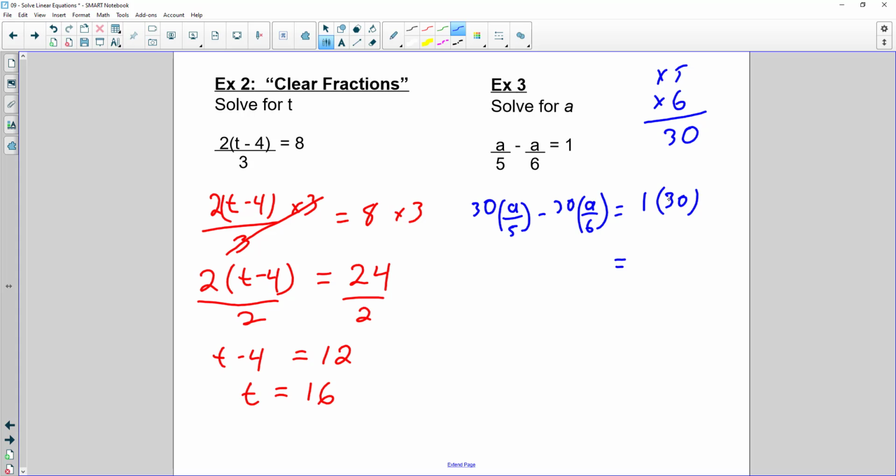So on the right-hand side, I have 1 times 30. That's 30. On the left, I have 30 times a divided by 5. Or I can reduce 30 and 5. Well, 30 divided by 5 is 6. And in the second fraction, 30 divided by 6 is 5. So I'm left with 6a minus 5a equals 30. Now I can group my like terms together. So 6a minus 5a, that's going to leave me with 1a. So a is equal to 30.